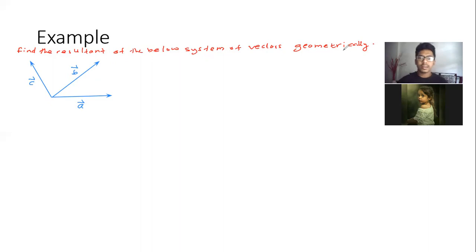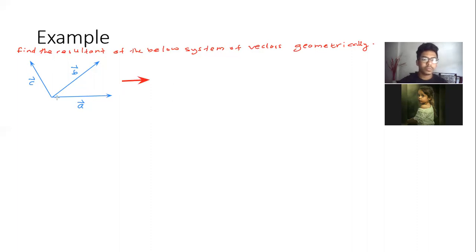So to find the resultant, we can follow either triangle law of vector addition or parallelogram law of vector addition. So here I'm going to do both methods. First, let's go through the triangle law of vector addition.